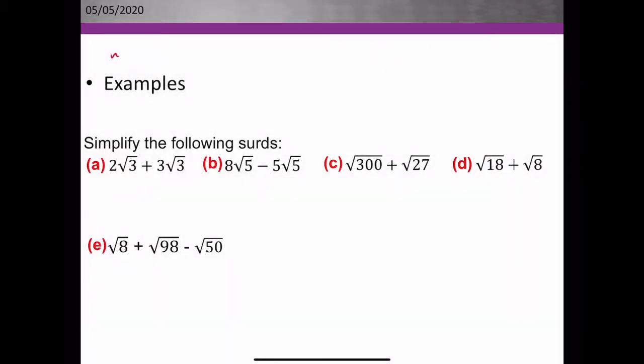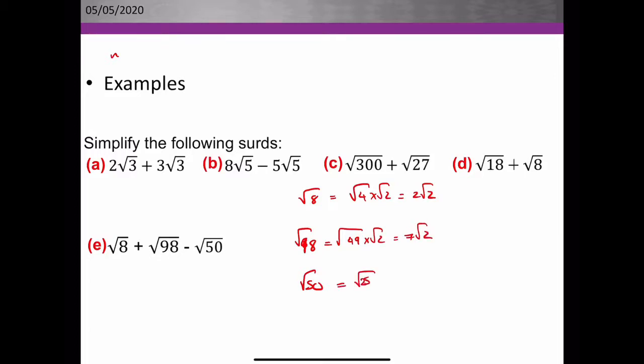So, root 8 plus root 98, take away root 50. So, if you want, you can actually do it separately. So, root 8 is root 4 times root 2. So, therefore, it's 2 root 2. Root 98 is root 49 times root 2. 7 root 2. Root 50 is root 25 times root 2. 5 root 2. And then simply write them underneath.